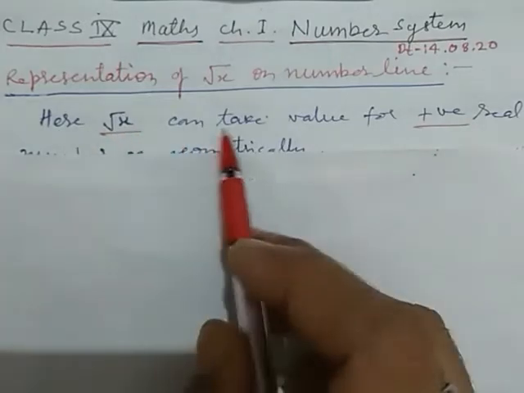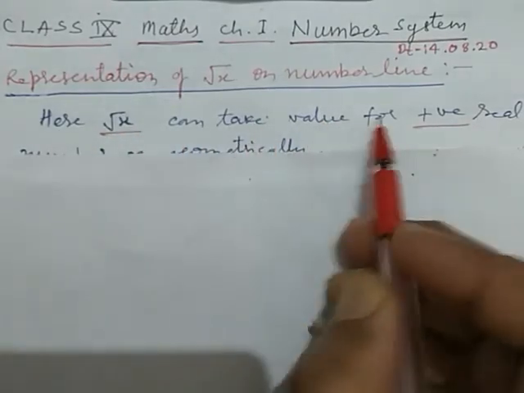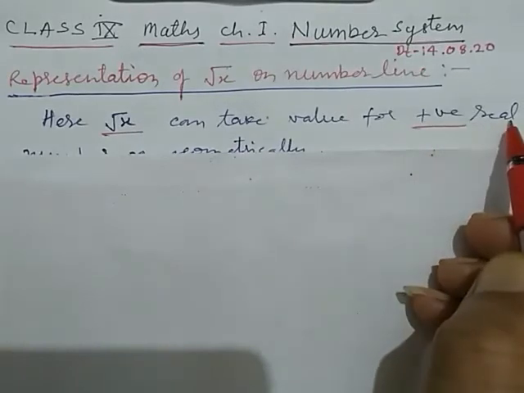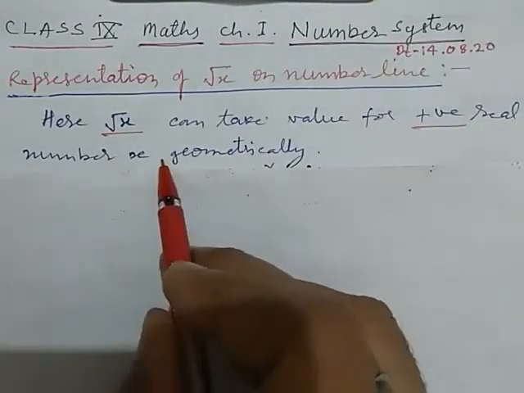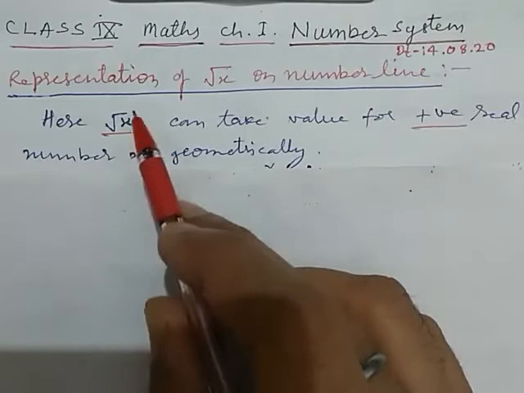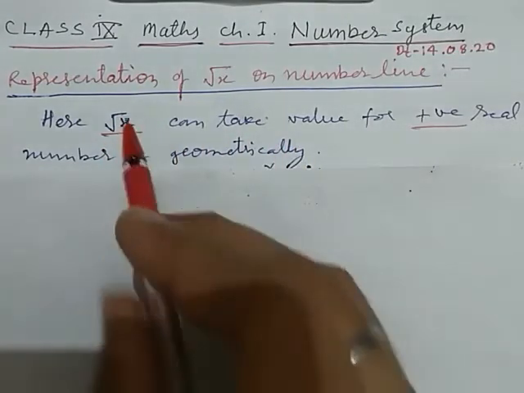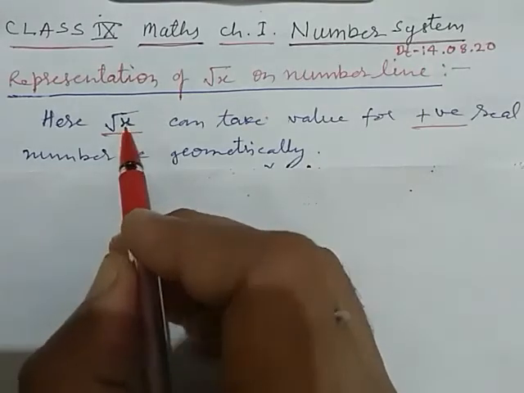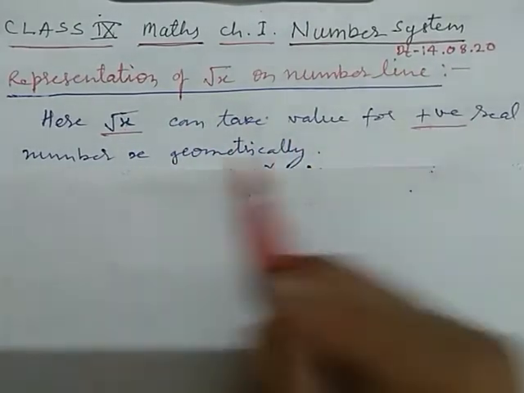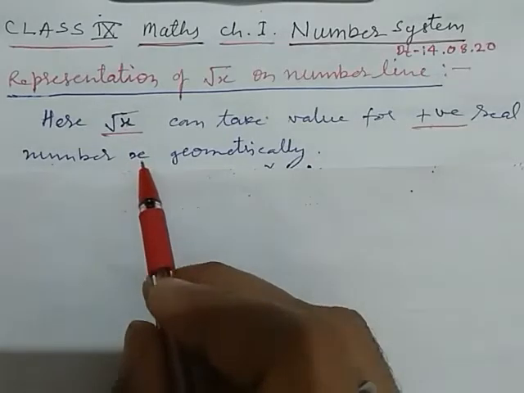Here root x can take values for positive real numbers. Positive real number means if we take a negative number and take the root, it becomes imaginary. So here we take the square root of a number, so we must take positive real numbers. Okay, x geometrically.